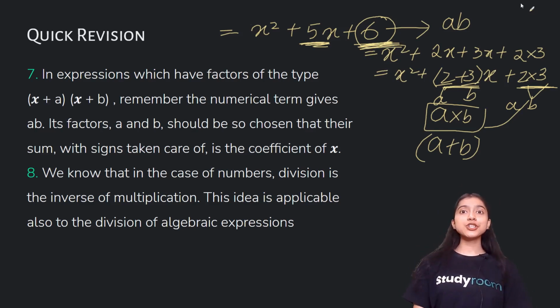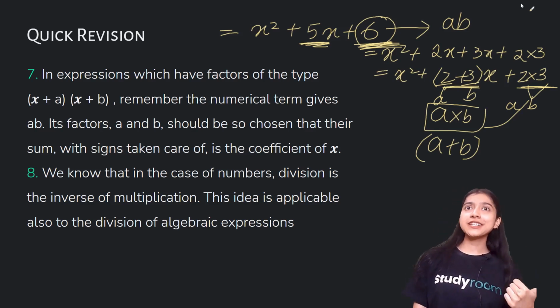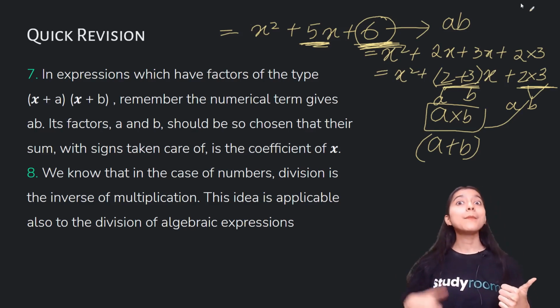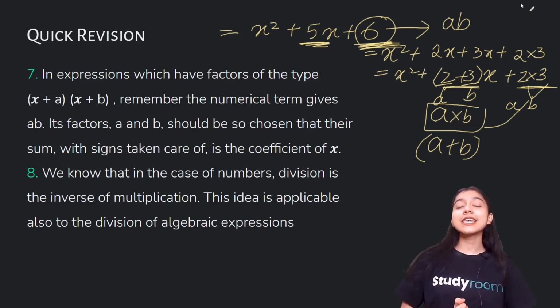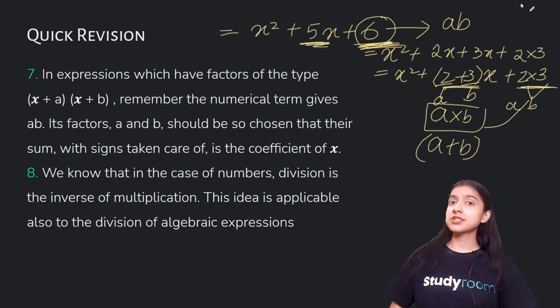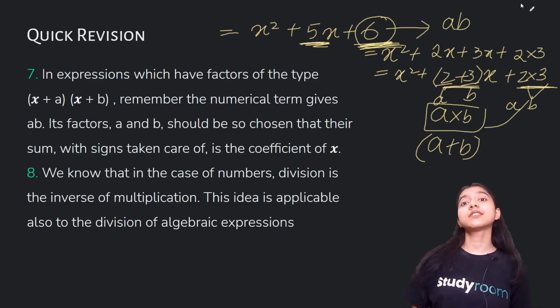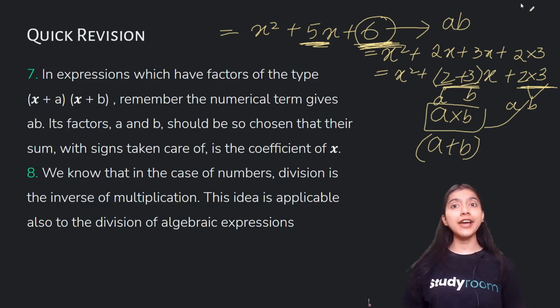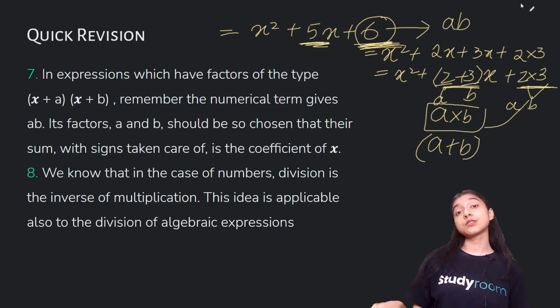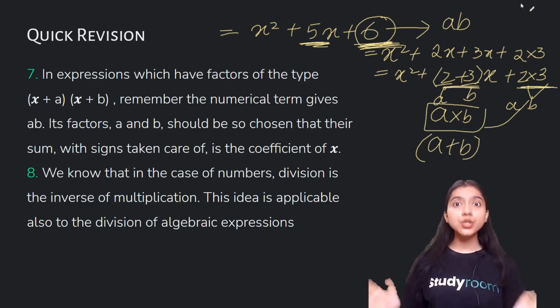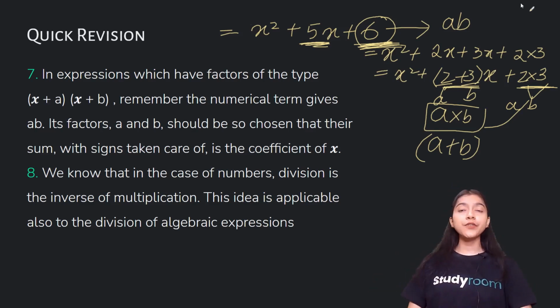The next thing that I taught you was division of algebraic expressions. Now, we know that just like addition is the opposite of subtraction, division is also the opposite of multiplication. This case is the same for algebraic expressions as well. If we are multiplying two algebraic expressions, that is the opposite of dividing, and if we are dividing, that is the opposite of multiplication. Using this concept, we learned the division of different types of algebraic expressions.